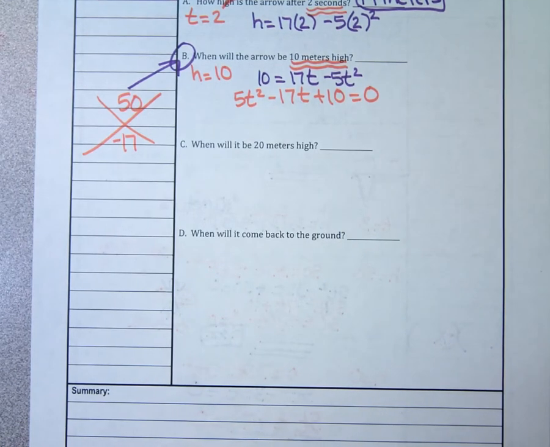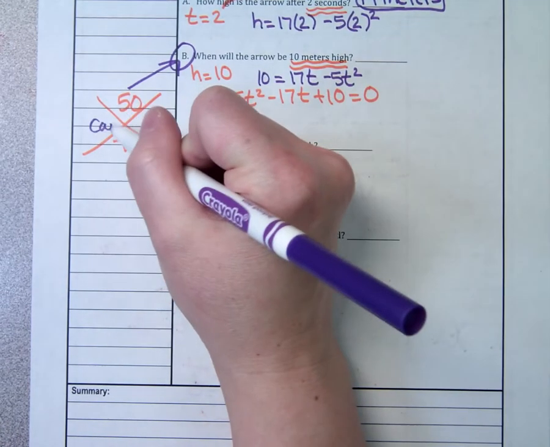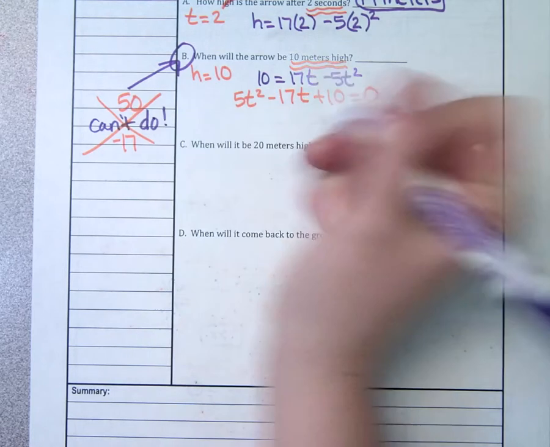Can't do it. I'm pretty sure it's impossible, but I might be wrong. You can't do it. Impossible.